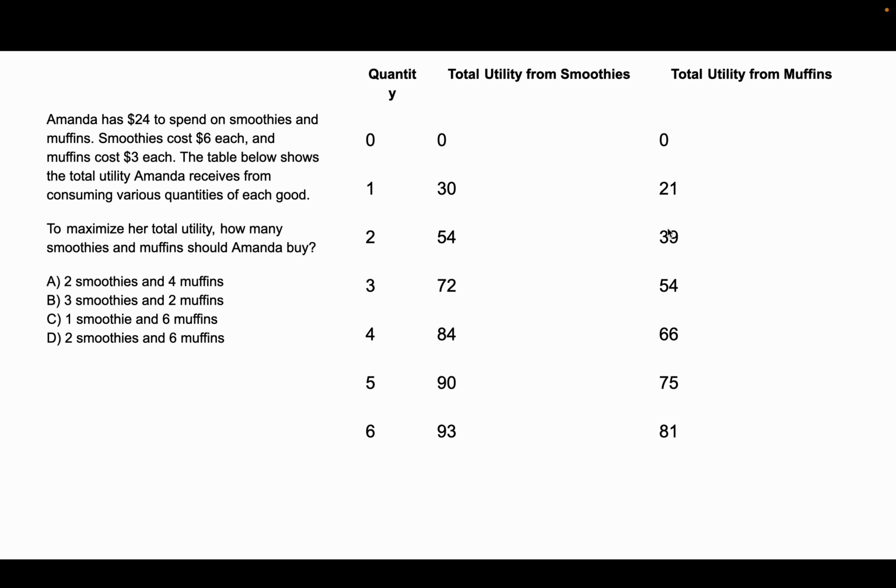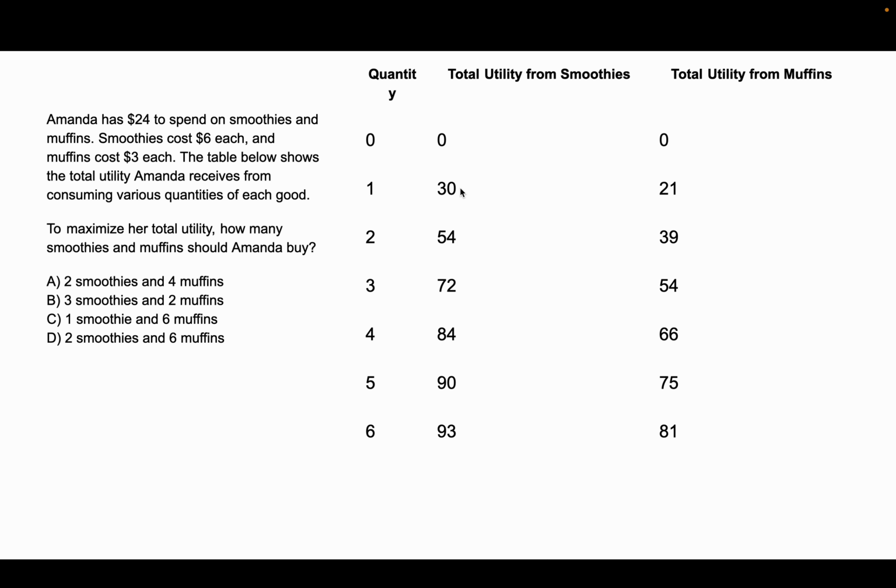Well, the marginal utility per dollar here is 18. 18 divided by 3 is 6. 6 is larger than 5. That's the marginal utility here. So we have another muffin, 2 muffins. So now what do we have here? 15 marginal utility per dollar. 15 divided by 3 is 5. Now we see that they're equal.